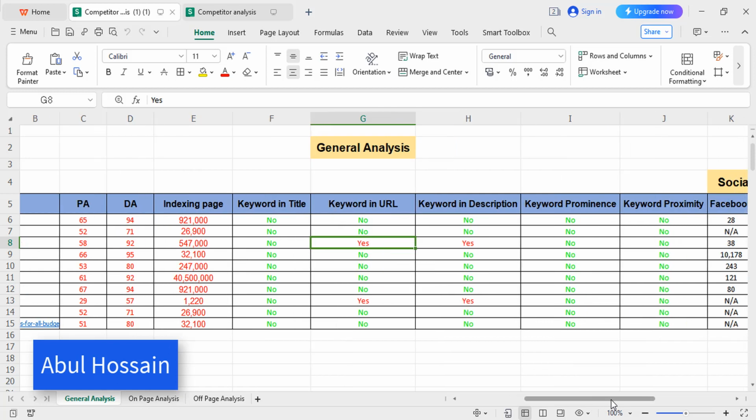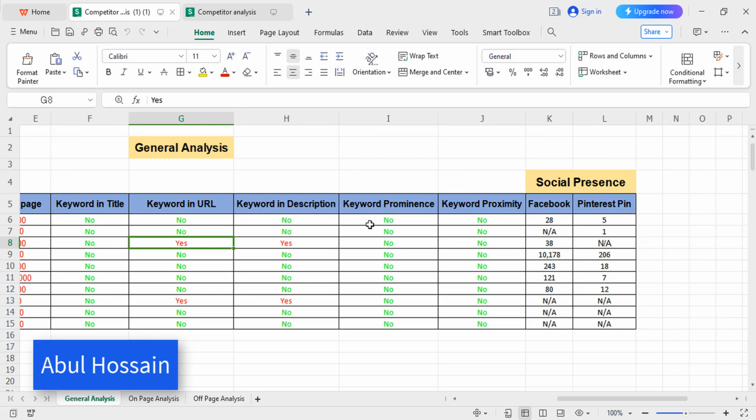And the keyword prominence, if I just give you a short explanation, keyword prominence is the six mandatory places that we use our keywords. So whether or not they have used it, they did not. So this is good for us. We're gonna have a better opportunity to rank for that particular keyword, since they all are missing that vital rule set by Google for the keyword prominence and the keyword proximity.